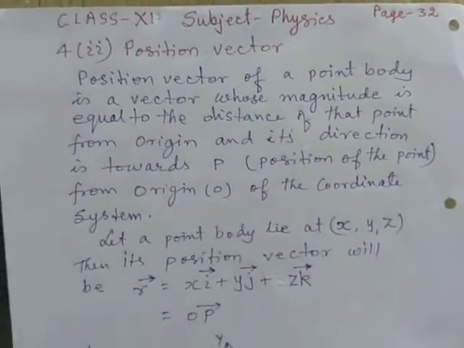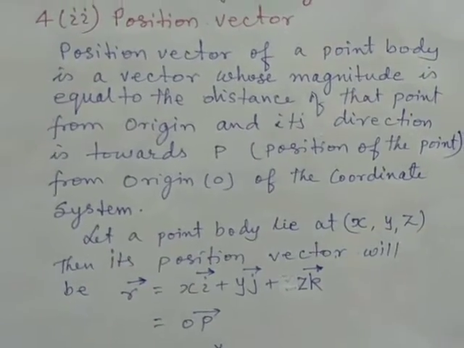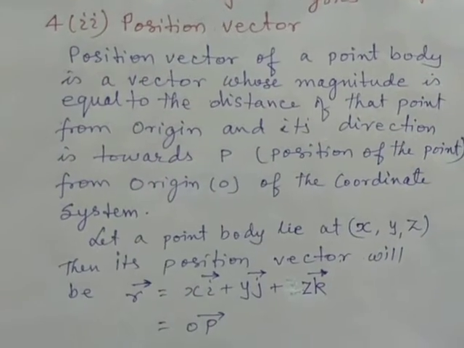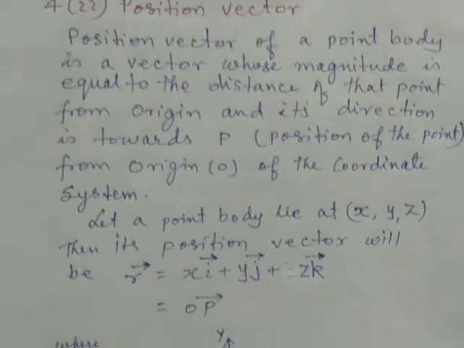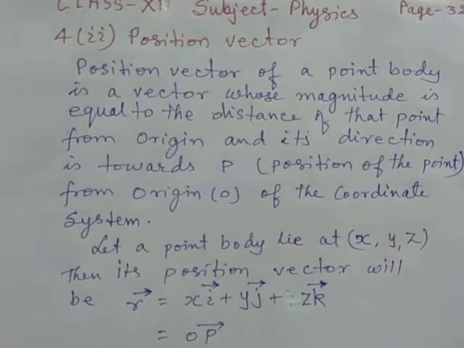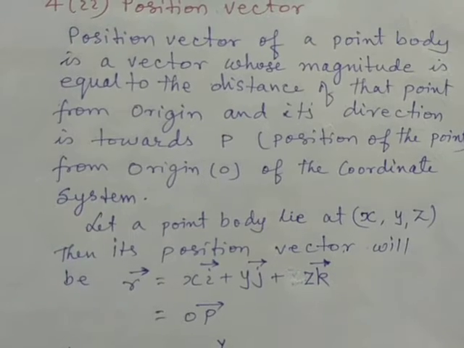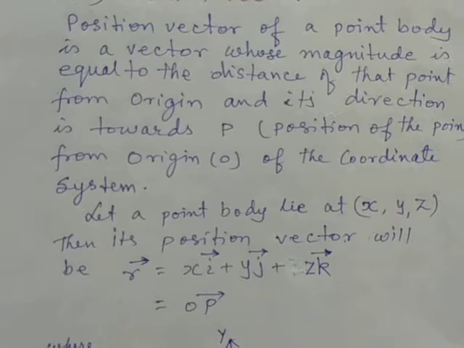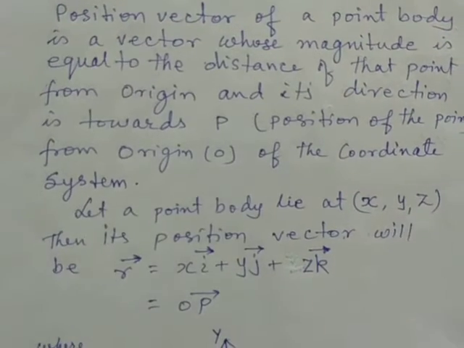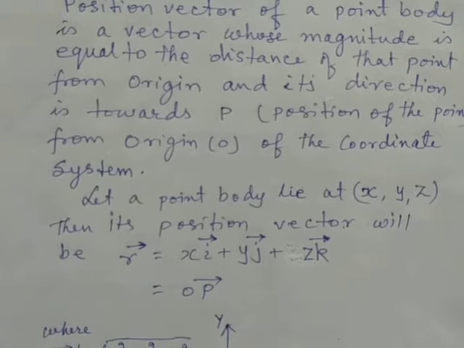Students of class 11, today we are going to talk about position vector. Now if there is a body at some point P whose coordinates are x, y and z, then its position vector is a vector whose magnitude is equal to the distance of that point from the origin and its direction is towards the position of the particle from the origin along the line connecting the origin and that position of the particle.